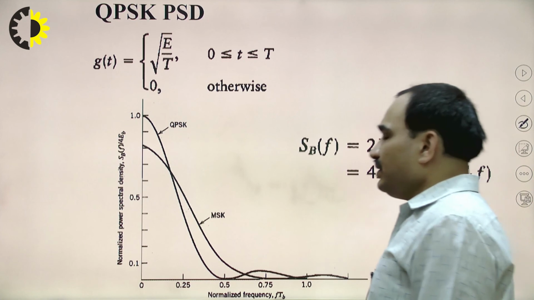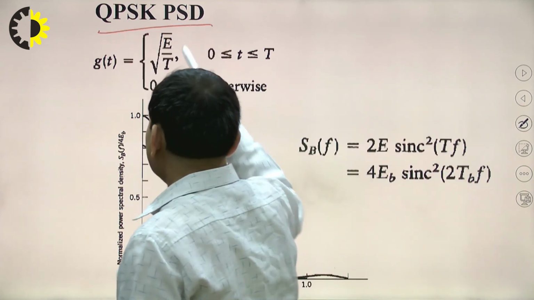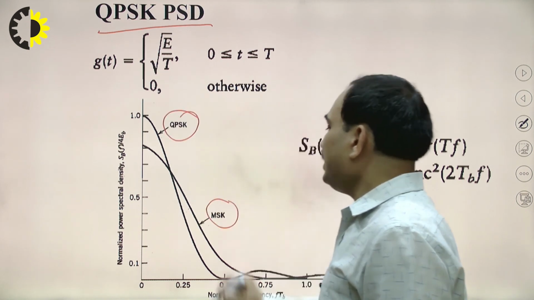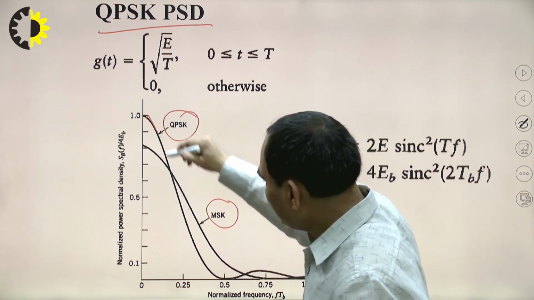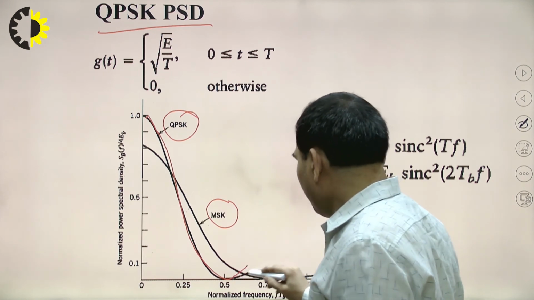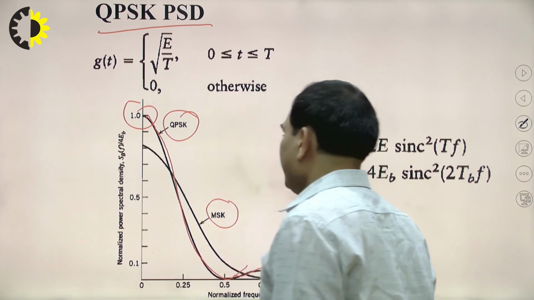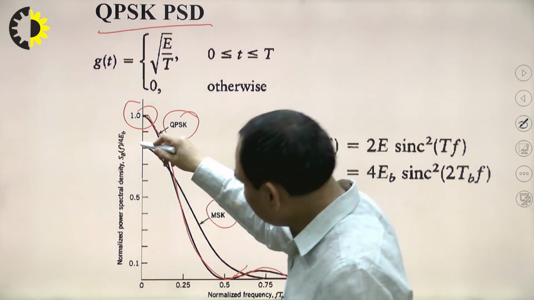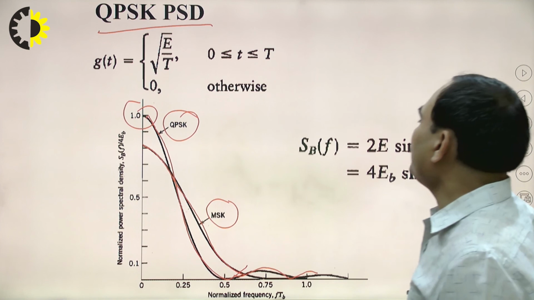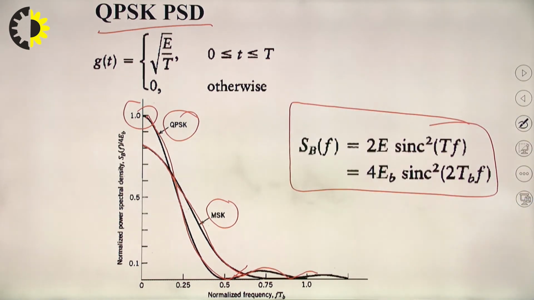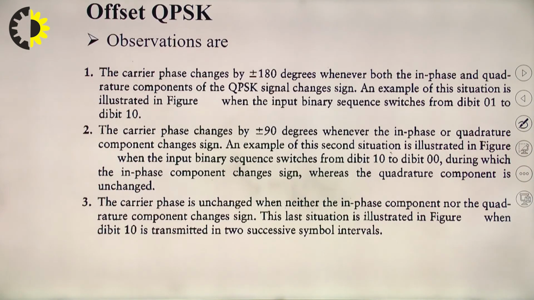Now the power spectral density of QPSK, G(t), we can compare with the MSK. QPSK has higher power at the DC. In case of MSK, it is less power spectral density. The power spectral density can be written as twice E sinc squared TF, or 4 times the bit energy sinc squared TF.